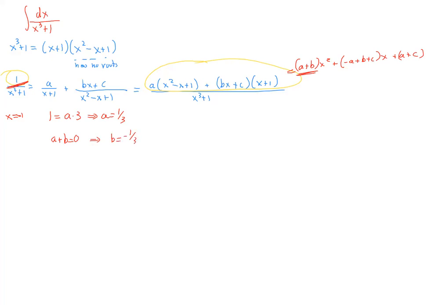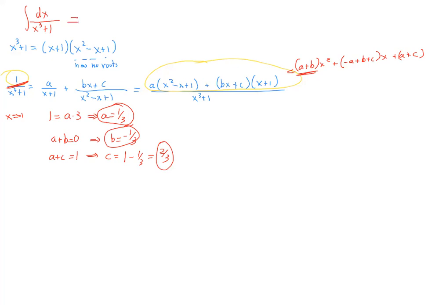And now we could work with the coefficient of x, but I think it's simpler to work with the constant. So a plus c should be equal to the number 1, which means that c should be equal to 1 minus 1/3, which is 2/3. And we got our 3 coefficients, which means that our integral breaks into what?